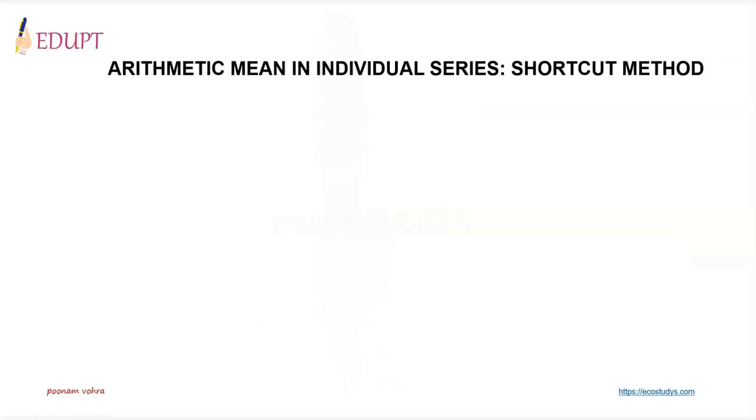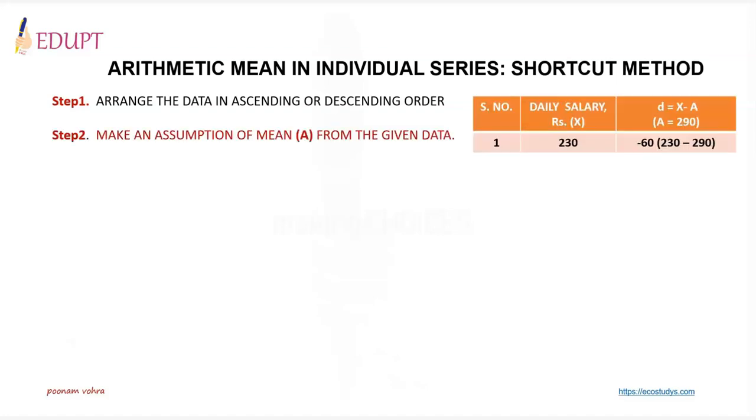After the direct method, now let us move on to the shortcut method. This method is useful when the data values are large numbers. Let us first understand the steps involved. First step is the data needs to be arranged in ascending or descending order, and then you need to assume a mean from the data given.